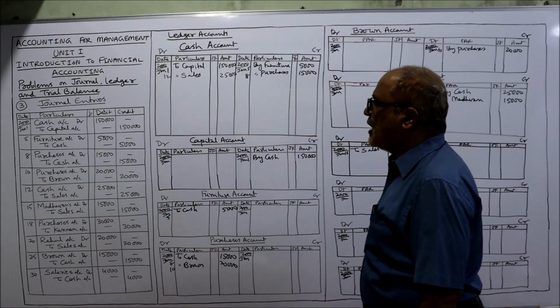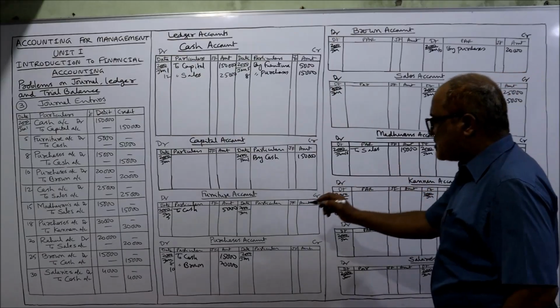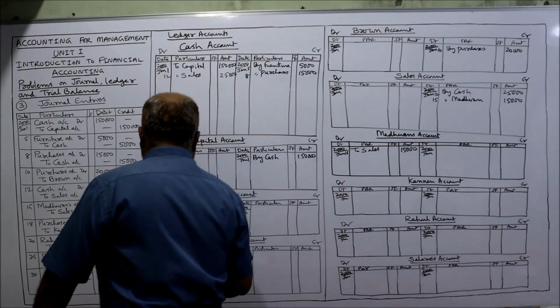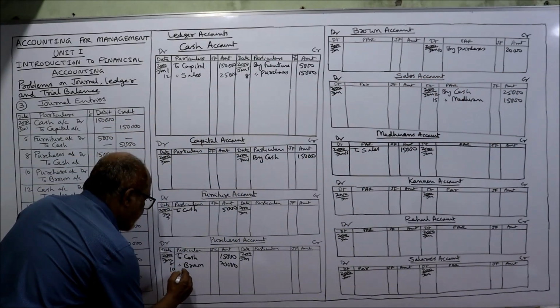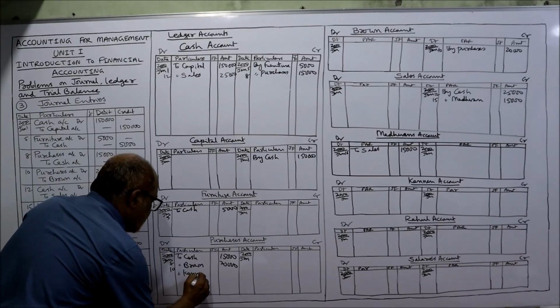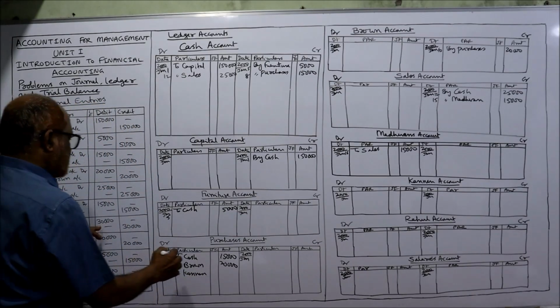Now 18th. Purchases account debtor to Kannan's account. So purchases account debit side to Kannan, to Kannan's account. How much? 30,000.